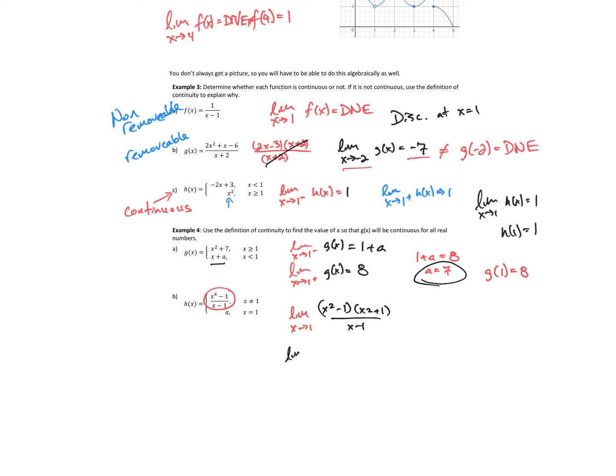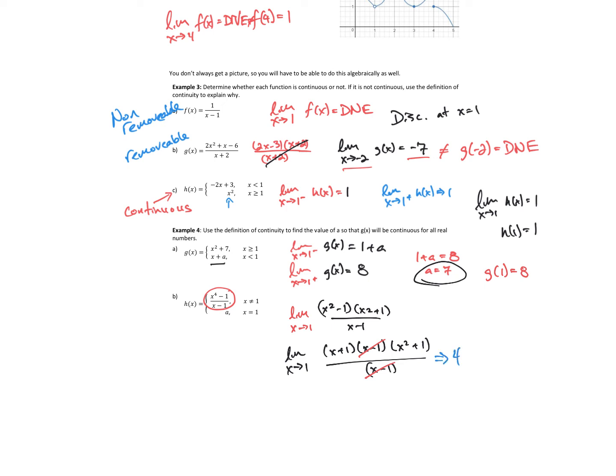Factor it again. So now I have the limit as x approaches 1 of x plus 1, x minus 1, x squared plus 1, all over x minus 1. But what happens here? The x minus 1's cancel. So now I have what's called a simpler function. So now I substitute in 1. And what do I get? 4. I get 4.